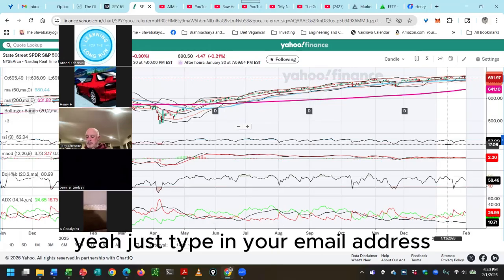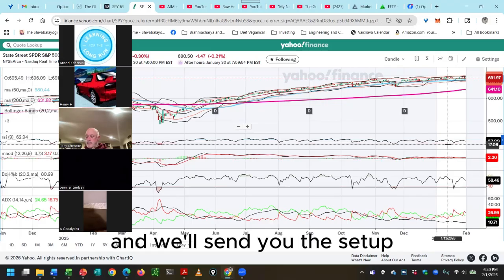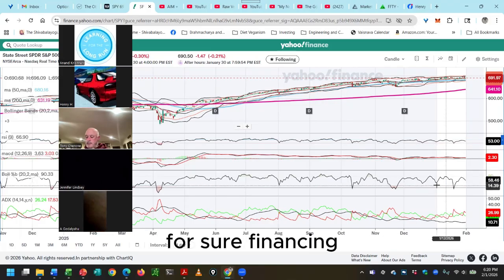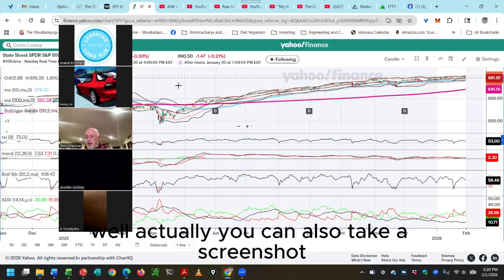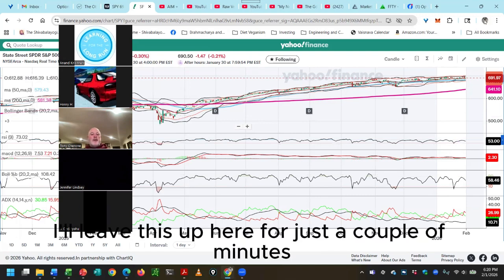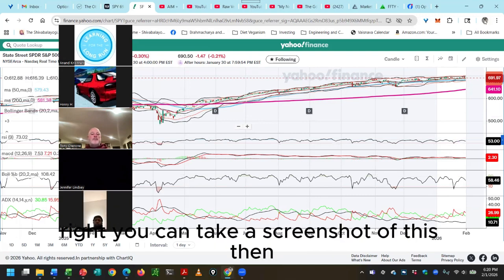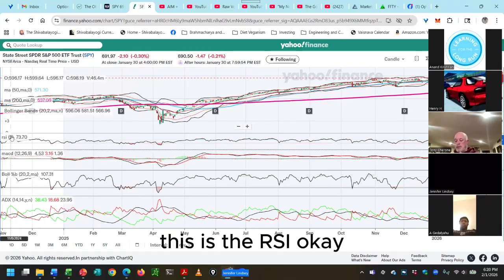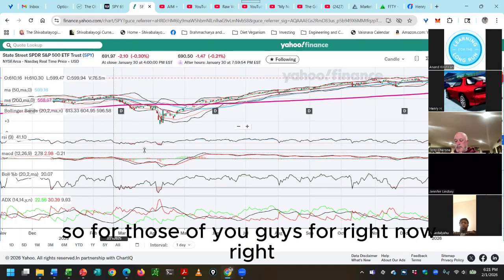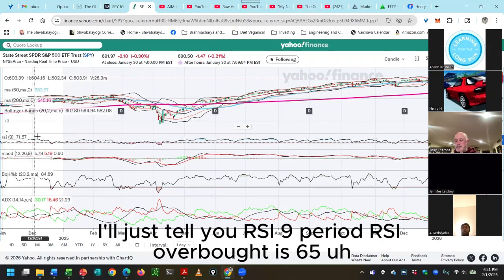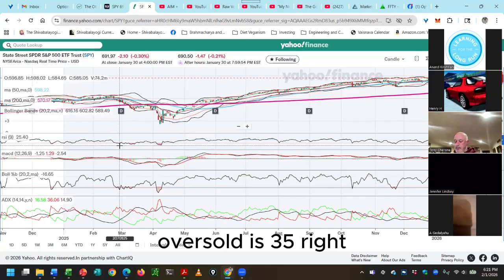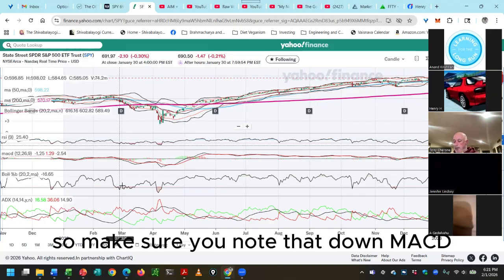Just type in your email address and we'll send you the setup for Yahoo Finance. Well, actually, you can also take a screenshot. I'll leave this up here for a couple of minutes, so you can take a screenshot of this. This is the RSI. For right now, I'll tell you: 9-period RSI, overbought is 65, oversold is 35. Make sure you note that down.